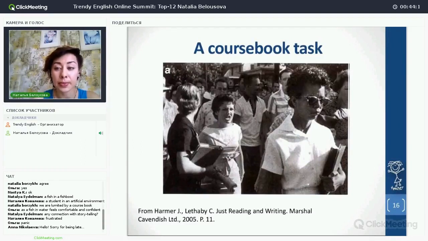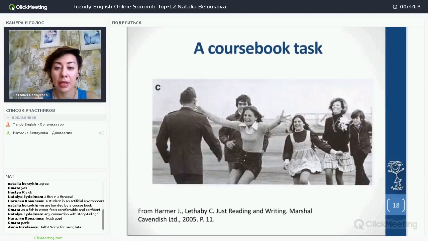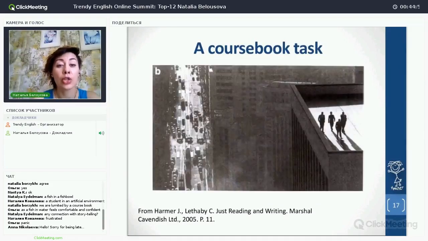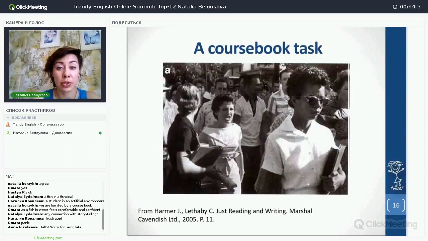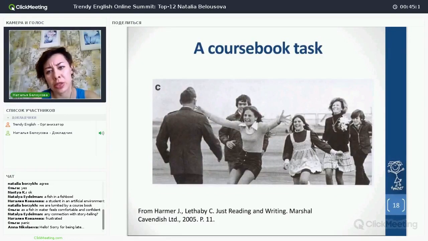So that's the first picture on page 11. That's the second picture. Then picture C. And picture D. Okay, so in the actual book, they were all on the same page, just 4 pictures, A, B, C, and D, and there was a task. But I don't want you to look at the task now. I'd like you to think how you would use these pictures with the students. I'm going to wait a little bit for a few answers. I'll keep showing you the pictures. Think what you feel about these pictures. So what kind of pictures do you think they are?